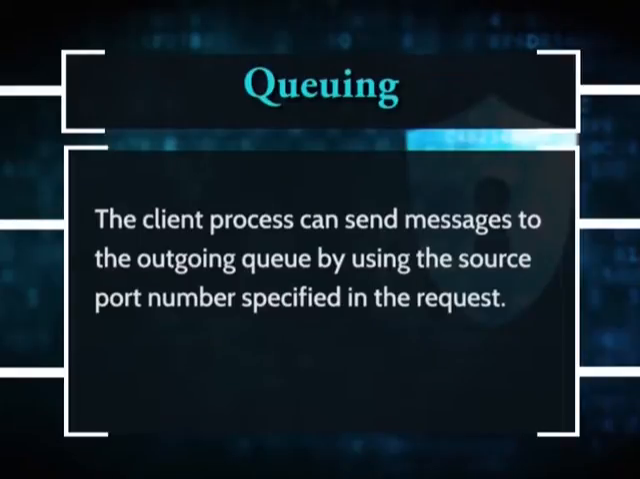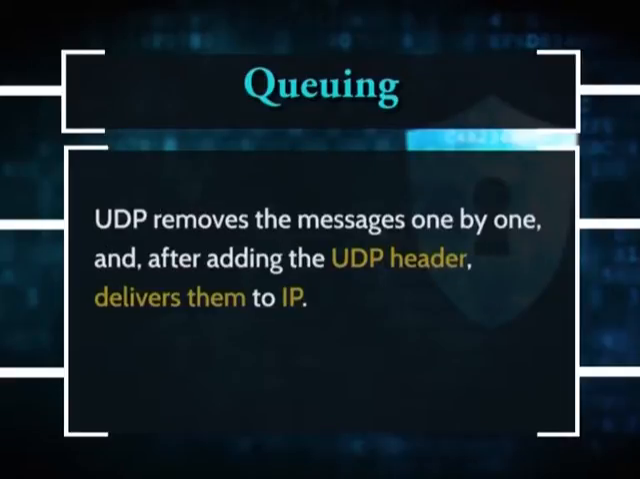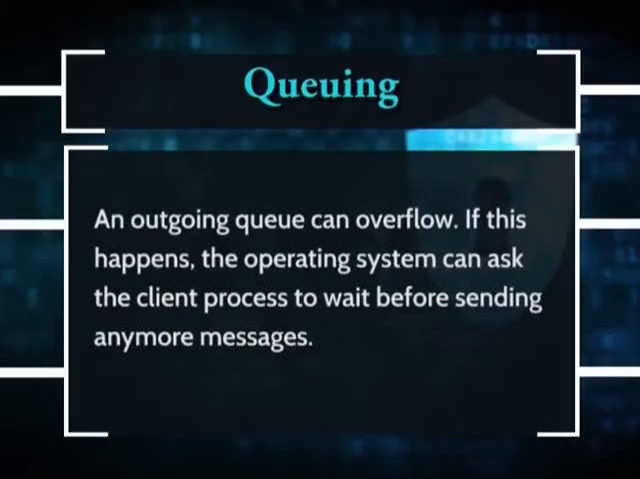The client processes can send messages to the outgoing queues by using the source port number specified in the request. UDP removes the messages one by one and, after adding the UDP header, delivers them to IP. An outgoing queue can overflow. If this happens, the operating system can ask the client processes to wait before sending any more messages.